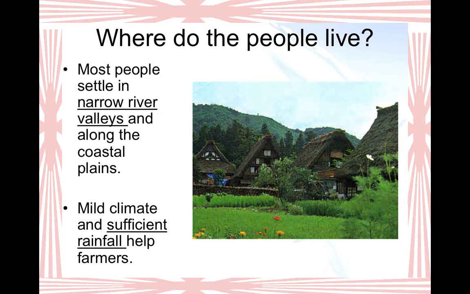Japan has a pretty mild climate. It's a cool temperature, just based on where it is in terms of its latitude. It has quite a bit of rainfall, and this helps farmers.